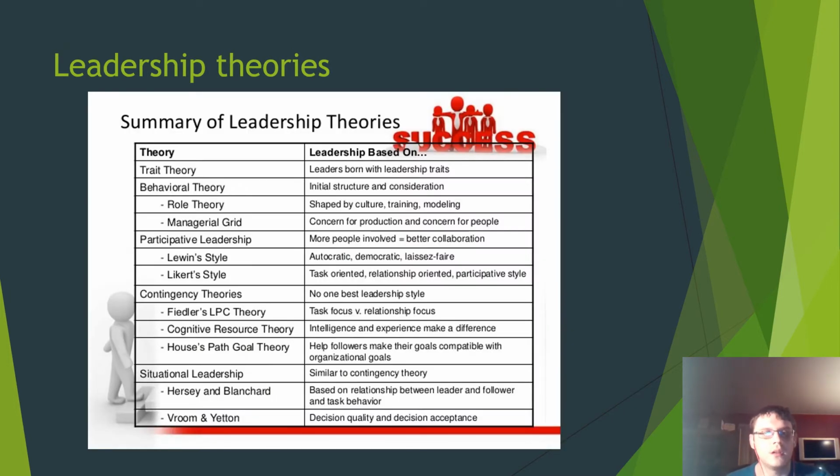Next are leadership theories, which include trait theory, behavior theory, participative leadership, contingency theories, and situational leadership, and all the different styles, models, and theories included for each one. There's a little graph that summarizes each one to its basic core.